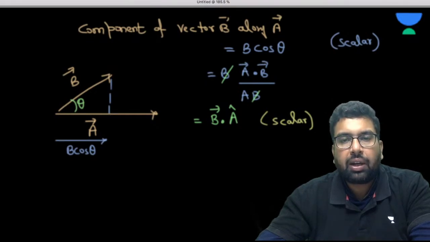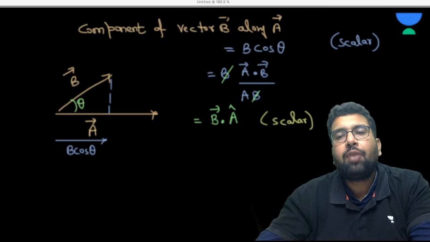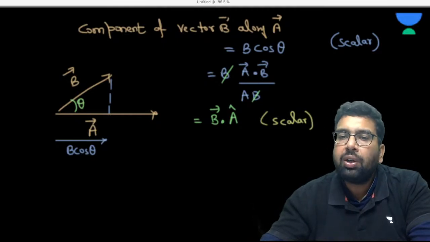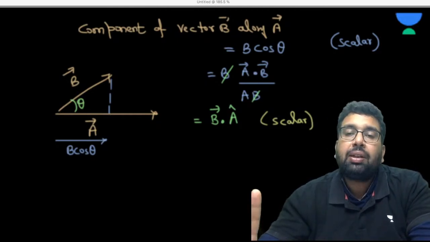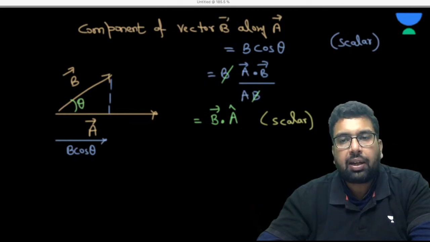So when you are finding the component of any vector along another vector, you can simply write that vector into the unit vector of the A vector. But remember, this is a scalar thing. This is a scalar thing. You are taking the dot product.